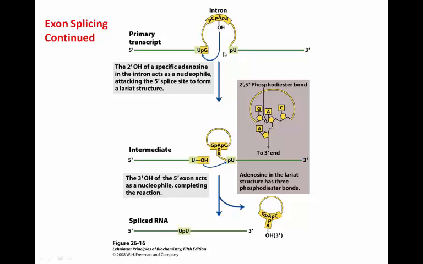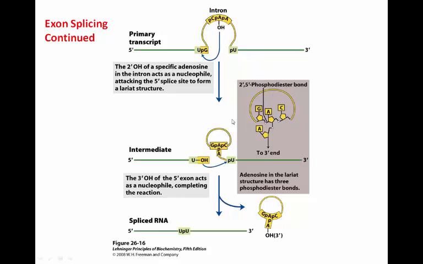And once we make that loop, we have this 3' OH group that's free. It can attack the phosphate of this U. And now we made a covalent bond between this exon and that exon. And this loop, which is also called a lariat, it leaves. So here's the part that leaves.